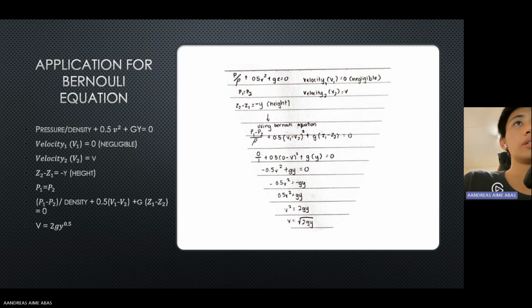For height, we take Z1, which is the height at the top of the cylinder, minus Z2, which is the height of the water as it decreases, to get y, which is the height in the formula. Since we know that water has a density of 1 kg per meter cube and gravity is 9.8 meters per second square, we can solve the equation. After putting everything into the formula, solving and factorizing it, we get V equals square root of 2gy.